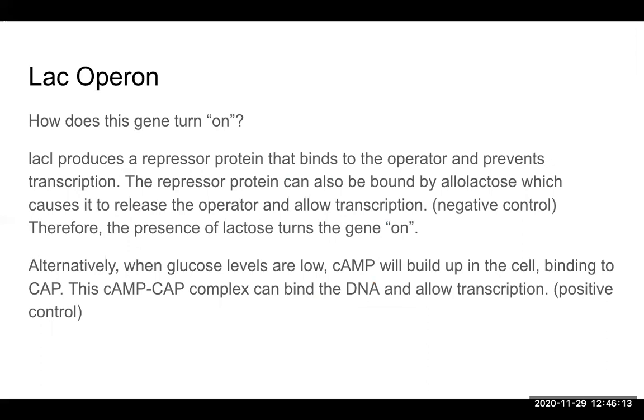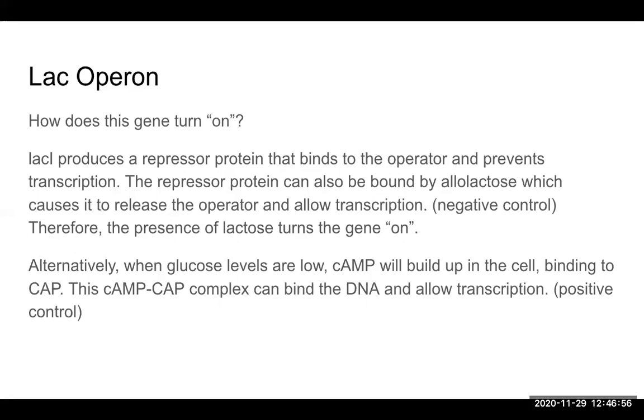Okay. So the lac operon can be controlled through both positive and negative control. Negative control essentially means preventing gene transcription. So in the lac operon, lac-I produces a repressor protein. This repressor protein can bind to an operator, and this prevents transcription. The repressor protein can also bind to allolactose. This is called the inducer, and this causes the repressor protein to no longer be able to bind to the operator. So this allows for transcription. Essentially, the presence of lactose is going to be turning the gene on.